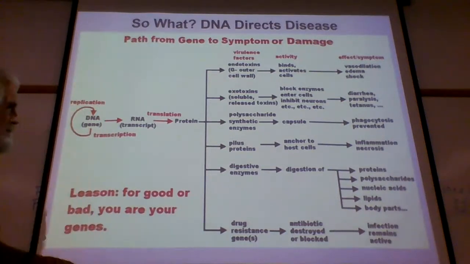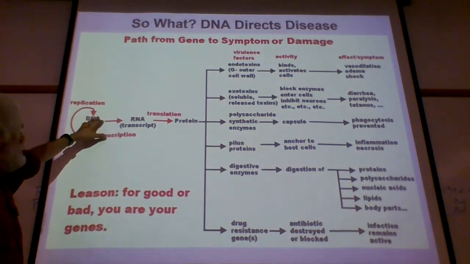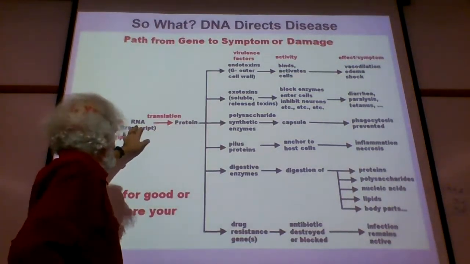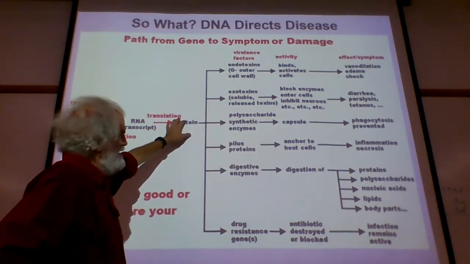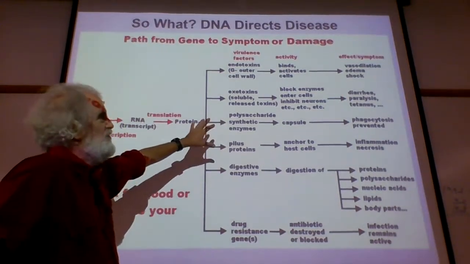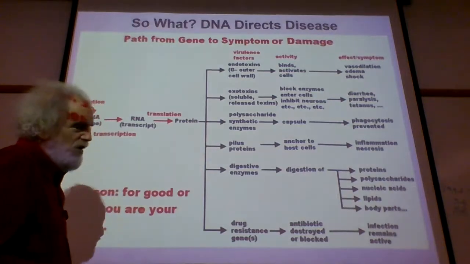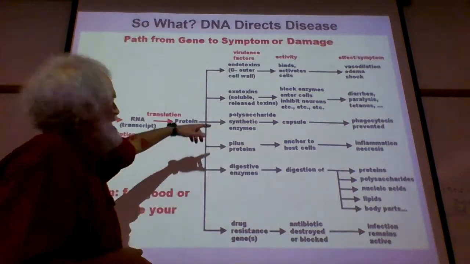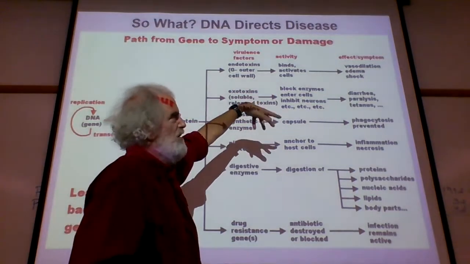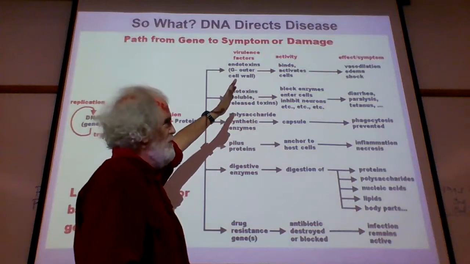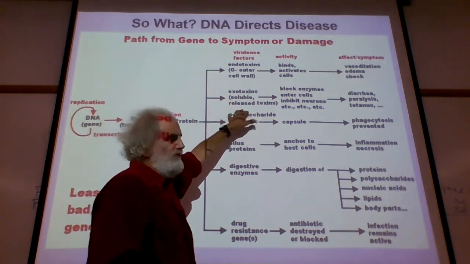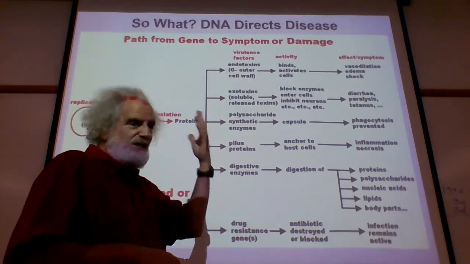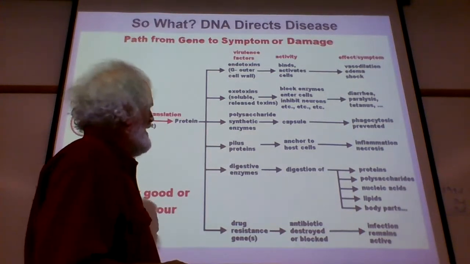So we've got DNA being replicated. The DNA is being transcribed. The RNA that is produced is being translated. And we produce all kinds of different proteins. And these proteins are going to be what drive disease. Everything from endotoxins, which are going to cause toxic shock and edema and all kinds of things. Exotoxins, toxins that are being released. This is a great way to give yourself diarrhea, tetanus, paralysis, all kinds of things.